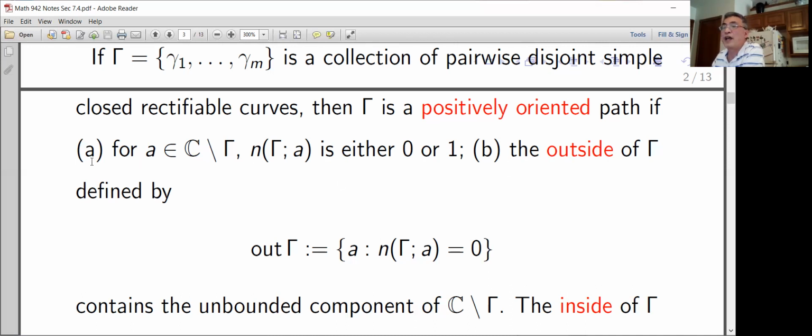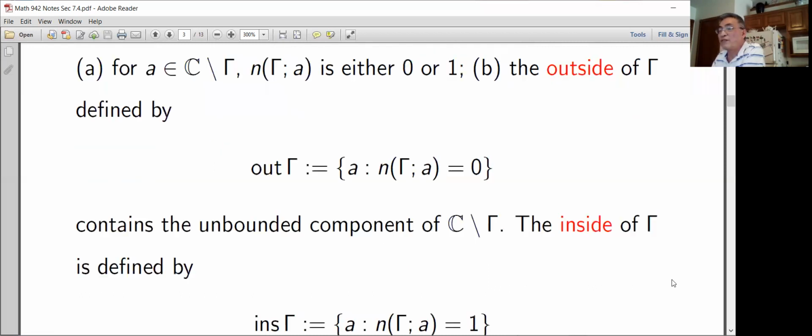We have two conditions. Condition A says that the winding number is either 0 or 1. Condition B says that the outside of gamma, defined by winding number 0, contains the unbounded component of C minus gamma. Then the inside of gamma is defined by winding number equal to 1.